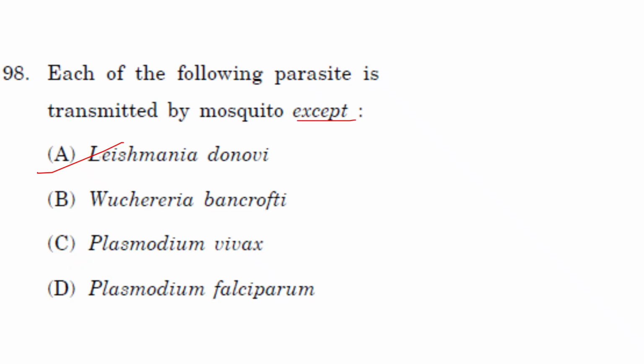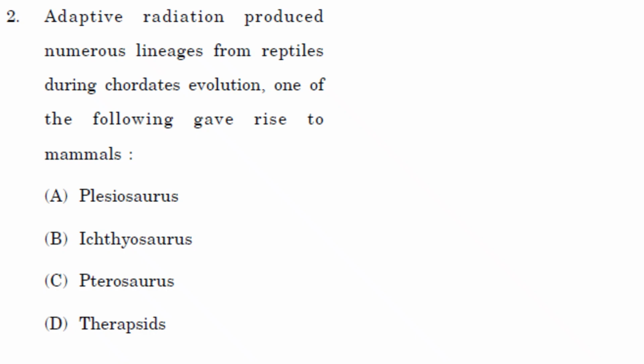Okay. Then next one: adaptive radiation produced numerous lineages from reptiles during chordate evolution. One of the following gave rise to mammals. Adaptive radiation means a single ancestral species gives rise to many different species. That is called adaptive radiation. So during chordate evolution, adaptive radiation produced numerous lineages from reptiles. One of them gave rise to mammals. So which one is that?